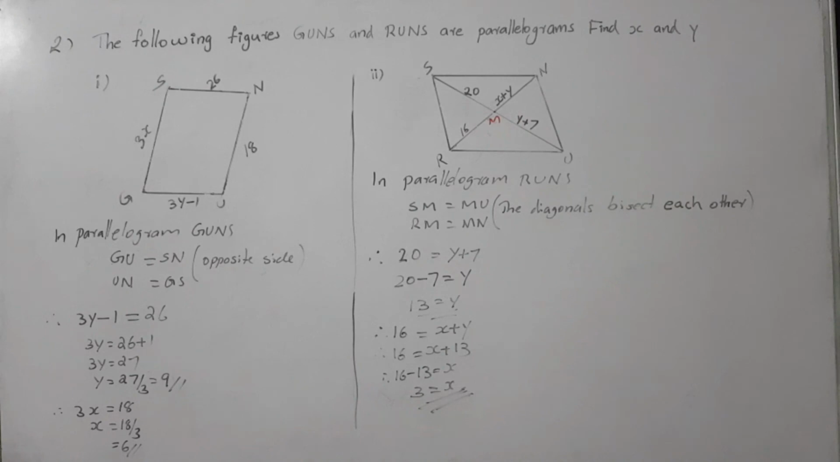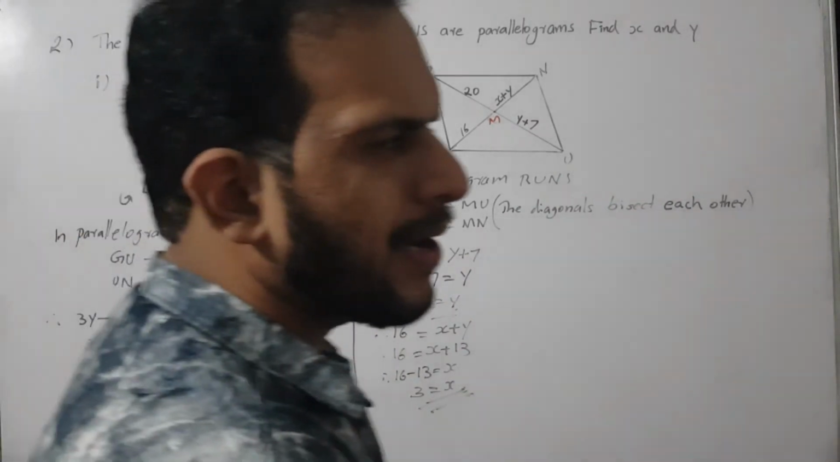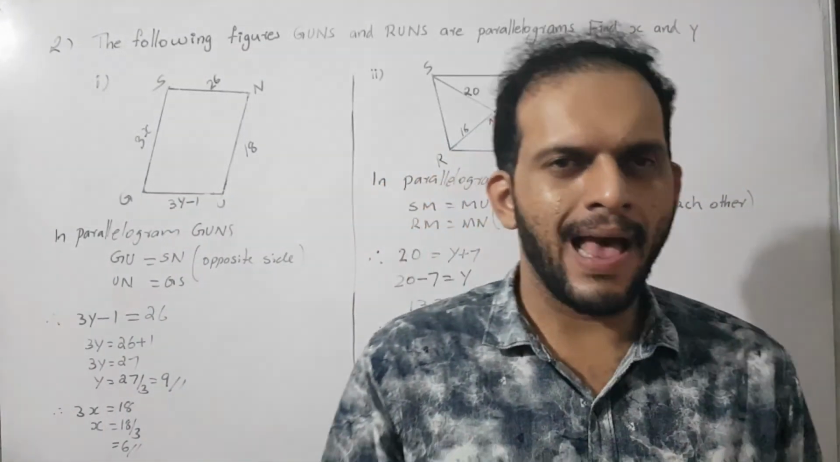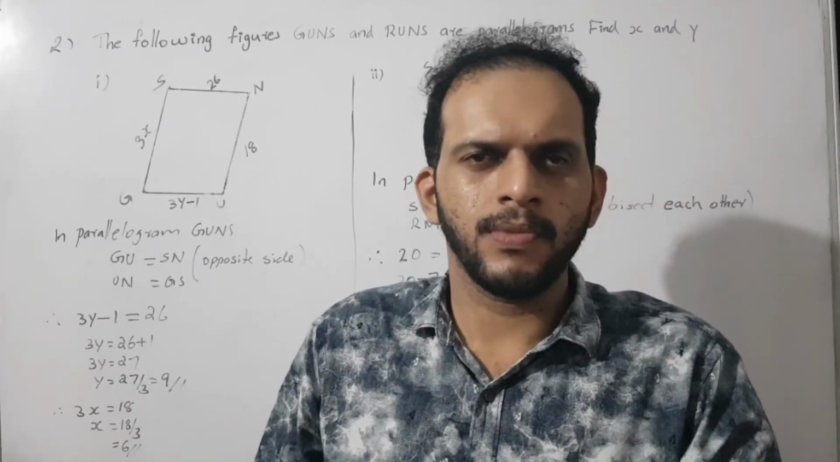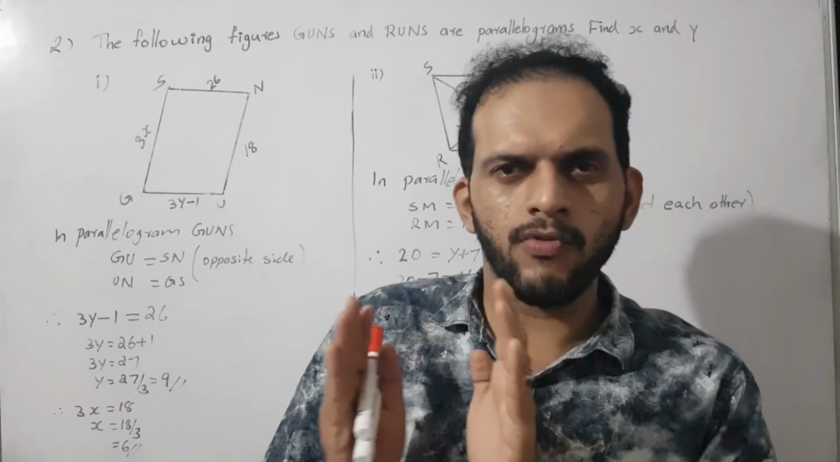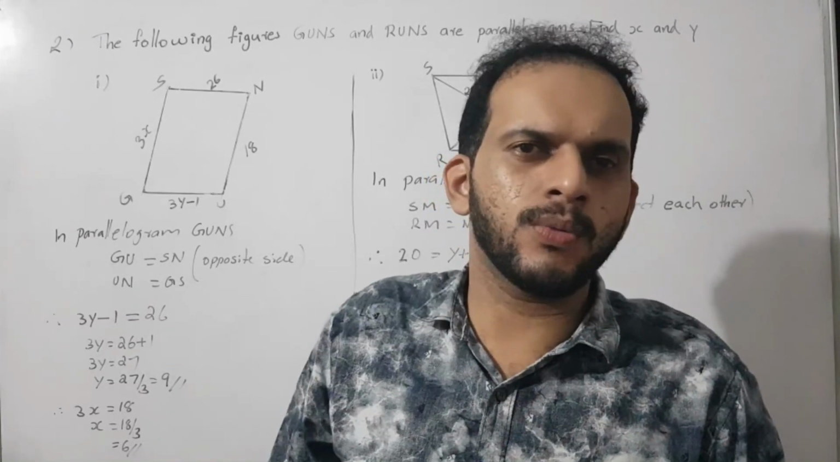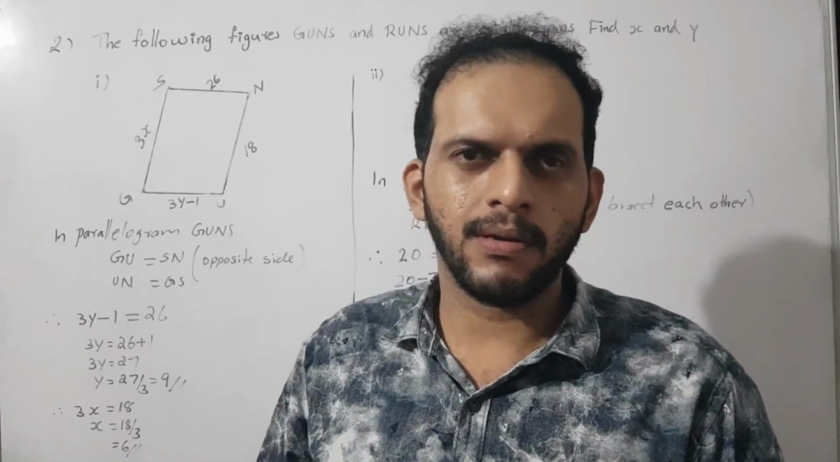Here we apply the property of sides and here we apply the property of diagonals. I think you got the idea. Like this, where the given measurements are on a side, we use the property of sides. If in the diagonal, we use the property of diagonals. If the unknown values x and y are marked on the angles, there we apply the properties of angles. Clear?